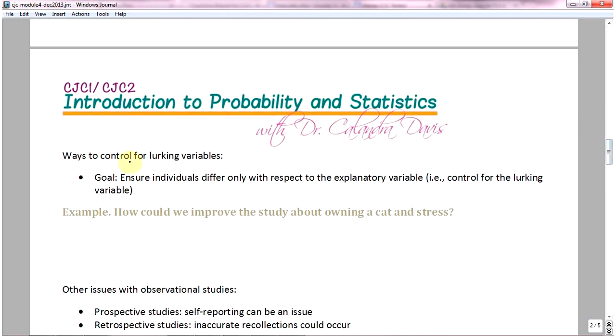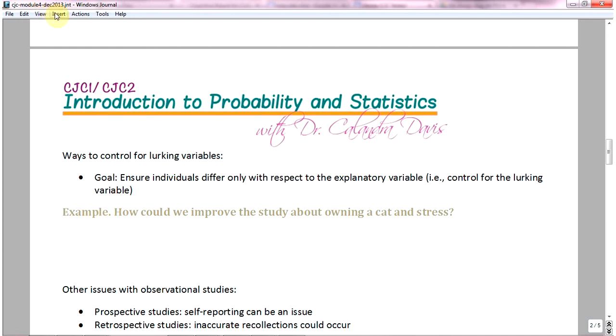So there are some ways that we can control for the lurking variable, so that way we can have a study that we can conclude more information from. So our goal is to ensure that the individuals in the study differ only with respect to the explanatory variable. In other words, we want to control for whatever the lurking variable is. So if we think back to that last example with the cat owners, how could we improve the study about owning a cat and stress?